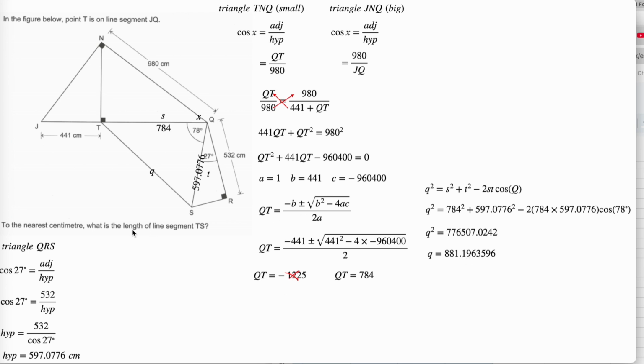But they are asking us to find it to the nearest centimeter. I'm going to round that to the nearest whole number. The 1 tells this one to stay 1. TS is approximately 881 centimeters.